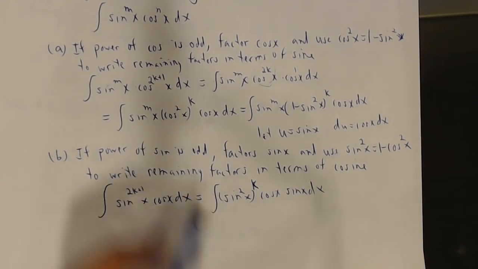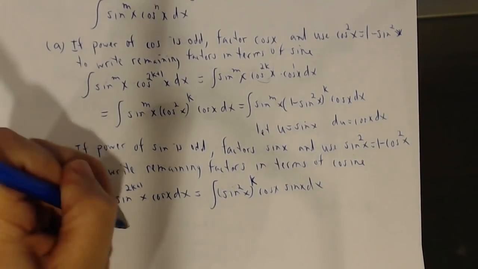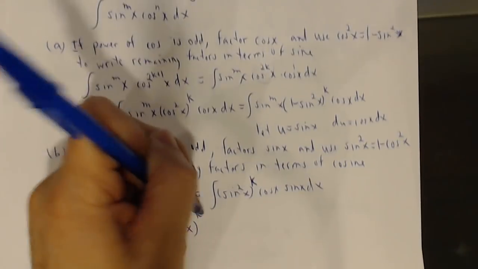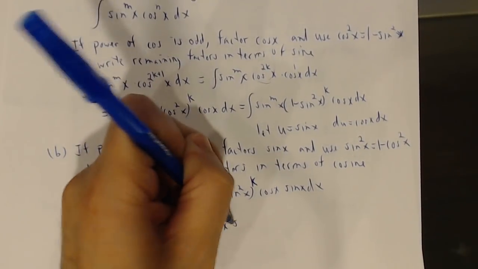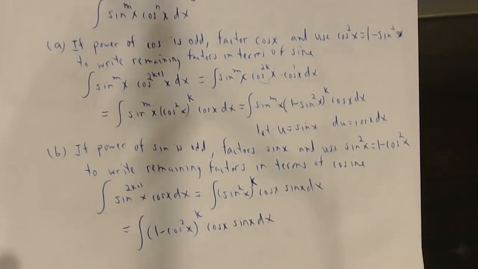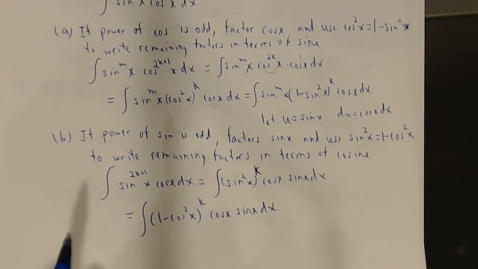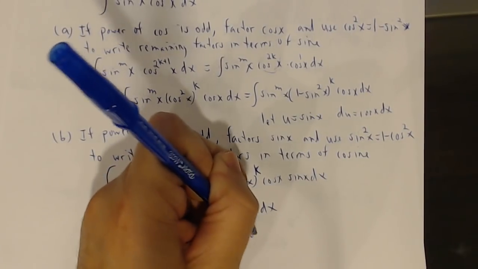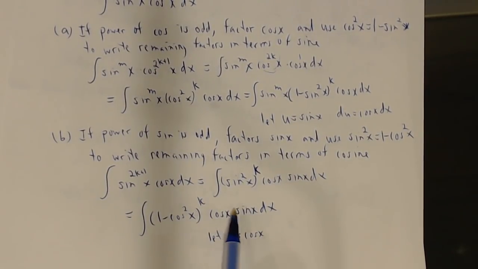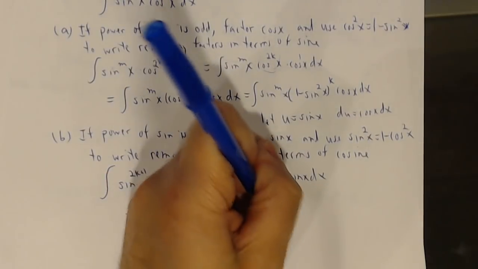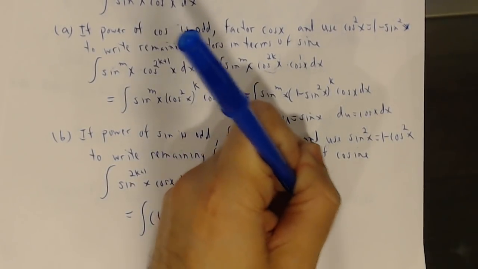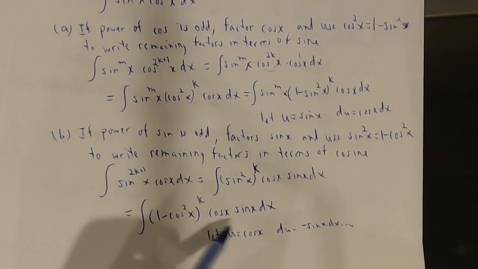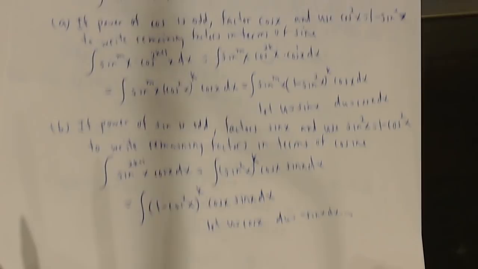Then once we have this, we could say, look, sine squared is the same thing as 1 minus cosine squared x, to the power of k, times cosine of x times sine of x dx. Once you get it to this point, you could use u sub, except now you'd say let u equal cosine of x, and then of course du will be negative sine x dx, and you could finish this off on your own. Then you could easily integrate this.